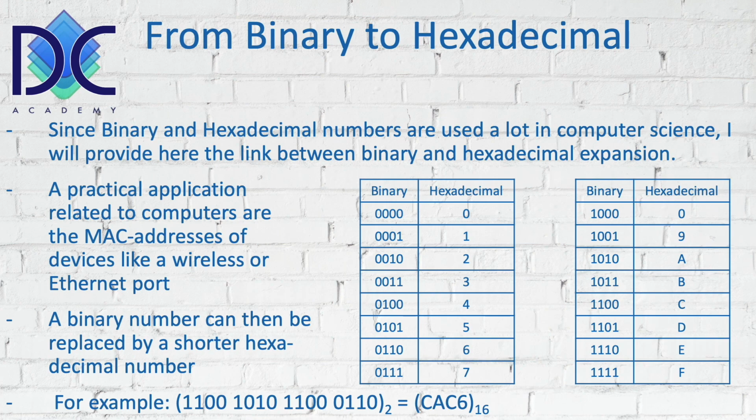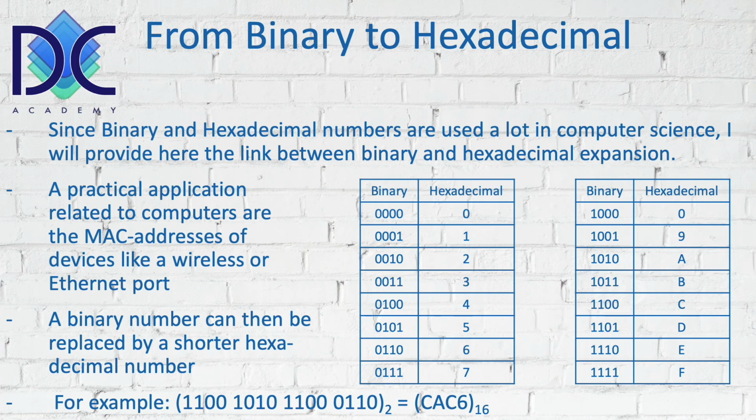Now, when we look at an example here, we have 1100 1010 1100 0110. What we do now is we look in the table and we see where we find 1100. 1100 is in the rightmost table, and that is in hexadecimal equal to C. Then we have 1010. This is basically A.